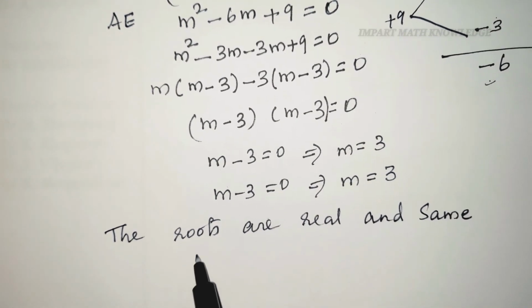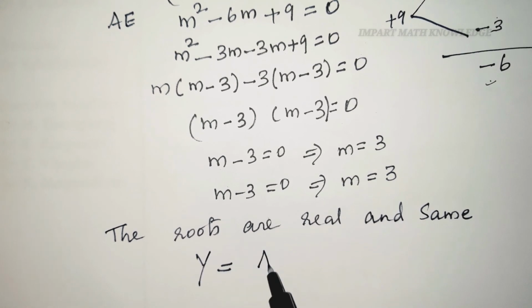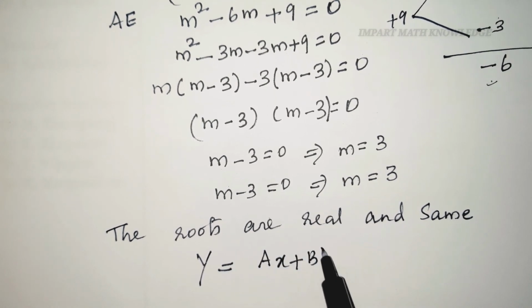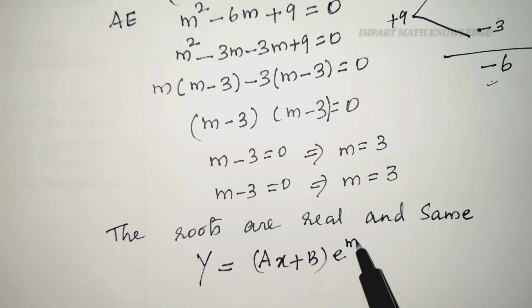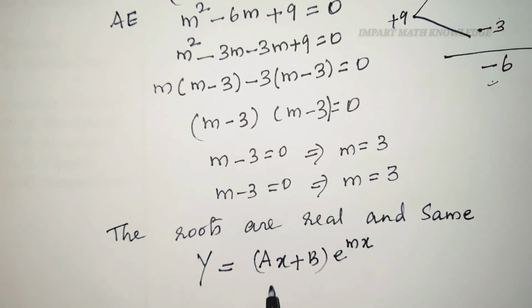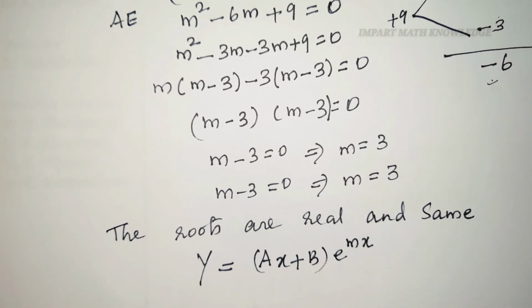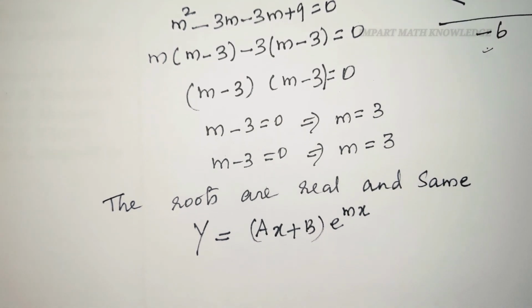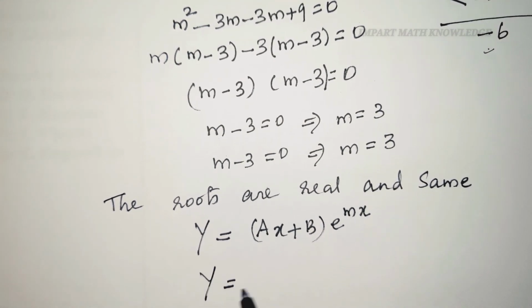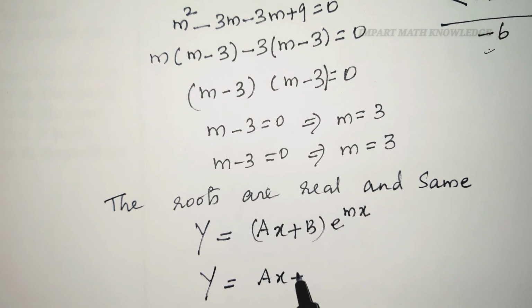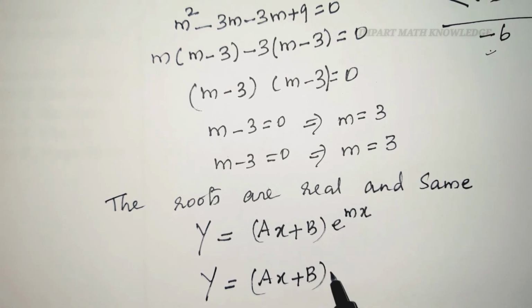So the complementary function is y equals (ax plus b) e^(mx), or (a plus bx) e^(mx). Here m value is 3. So y equals (ax plus b) e^(3x).